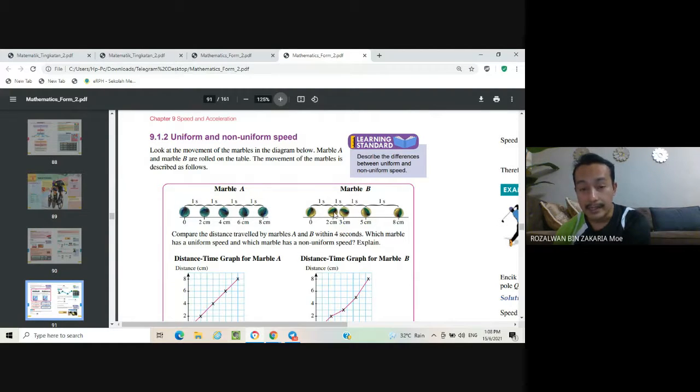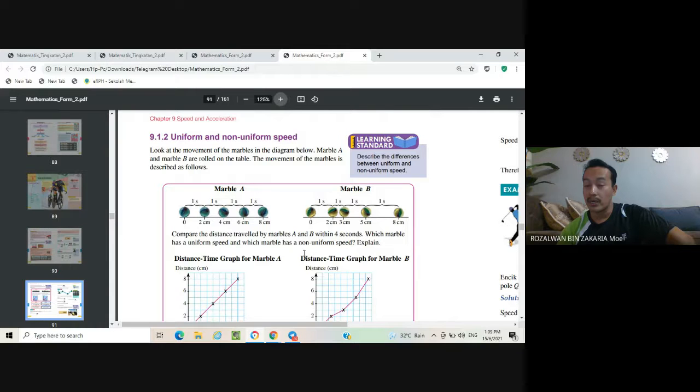After the next 1 second, the difference in movement of marble B, if you calculate 3 cm minus 2 cm, equals 1 cm. This one is 1 cm, this one is 2 cm. So not the same, not like the movement of marble A. This one we call a uniform speed, moving with a uniform speed. This one we cannot say moves with a uniform speed. So this type of movement we call non-uniform speed movement.